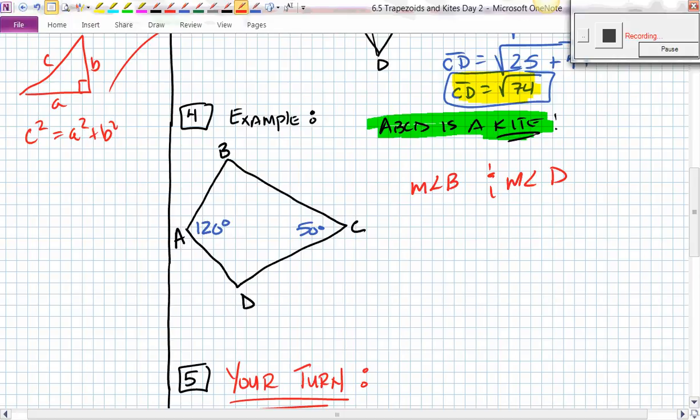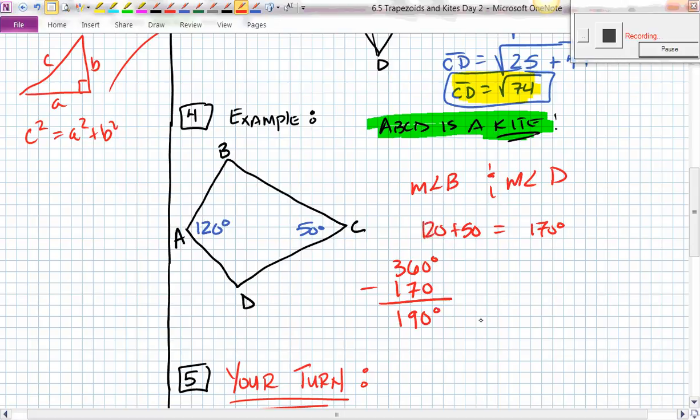So we're going to add 120 and 50 together, and that gives us 170, right? We're going to take 360 degrees because that's how much there is total, and subtract off 170. Isn't it 190? Yeah, 190 degrees. Now, we know 190 degrees has to be the combined angles, so we're going to divide that by 2 and get 95 degrees. So this one's 95 degrees and that one's 95 degrees, because in a kite we have exactly one pair of opposite angles that are congruent, and it's obviously not these two because they aren't the same. You with me on that?